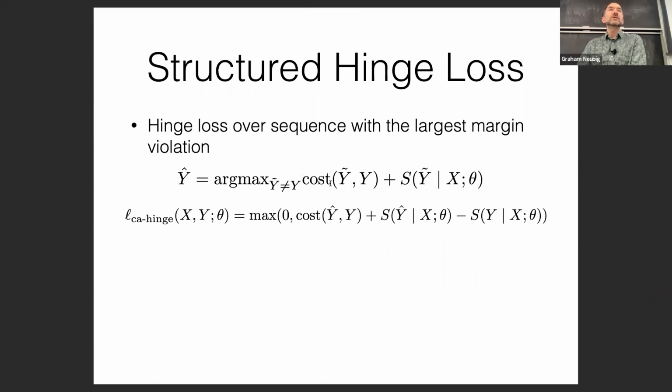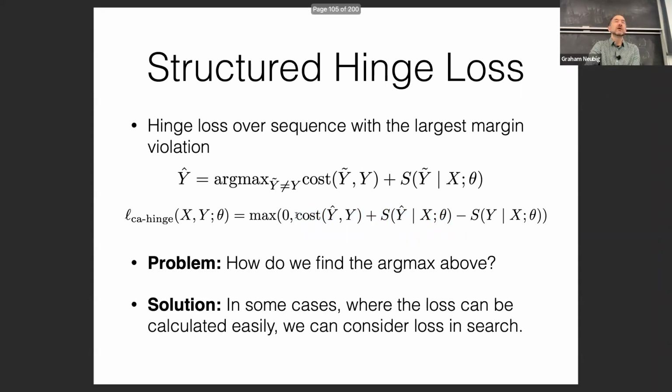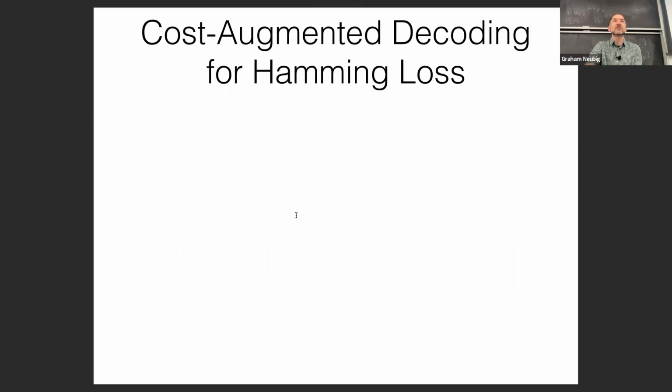And the nice thing is that the argmax of this cost plus score can be guaranteed to be the output that gives you the largest hinge loss here. So basically, you're searching for the thing that would give you the largest hinge loss, and then using that to update your model. A problem: how do you find the argmax above? In some cases where the loss can be calculated easily, we can consider the loss in the search function. And just to give an example, Hamming loss makes this very easy.